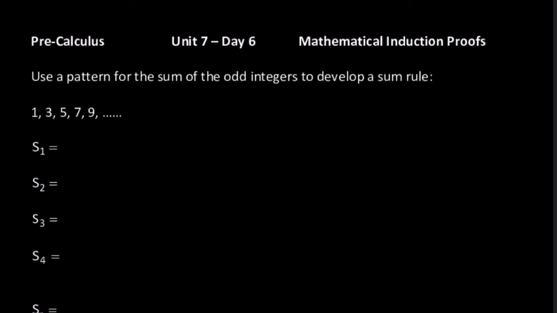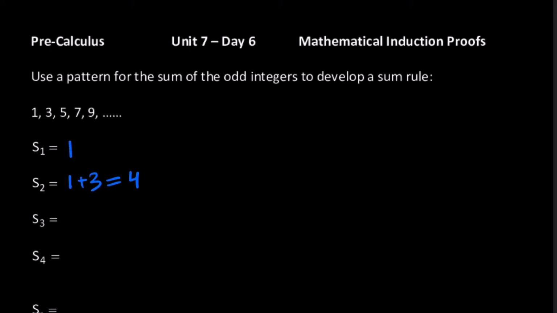First, I want you to use the pattern for the sum of the odd integers to develop a sum rule. So if we're talking about the odd integers, it's 1, 3, 5, 7, 9, so on and so forth. Let's take a look at some partial sums. For example, what is the sum of the first term? Well, that's pretty easy, that's just 1. How about the sum of the first two terms? That would be 1 plus 3 equals 4.